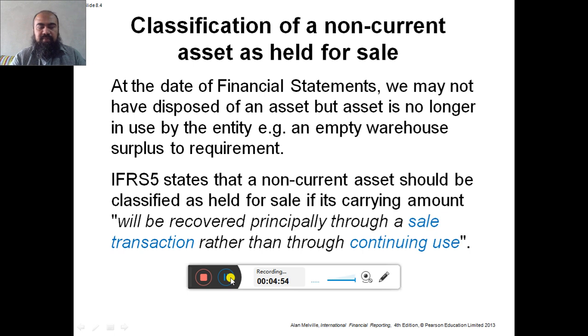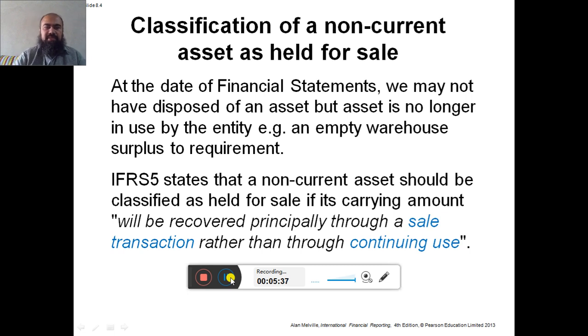So IFRS makes it easy, and it allows a specific treatment for it, and it states that any non-current asset that is surplus to the requirement should be classified as held for sale if its carrying amount will be recovered principally through a sale transaction rather than through continuing use. It means that this asset will not be used in a usual manner. For example, this is an empty warehouse and it has 8 years life remaining. So we are not planning to use it like other assets.